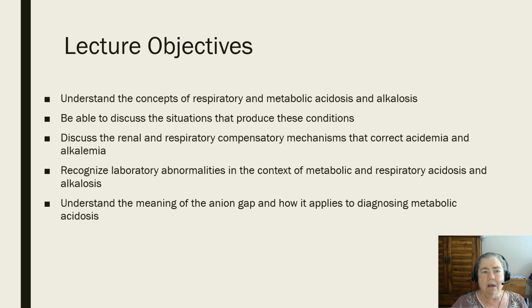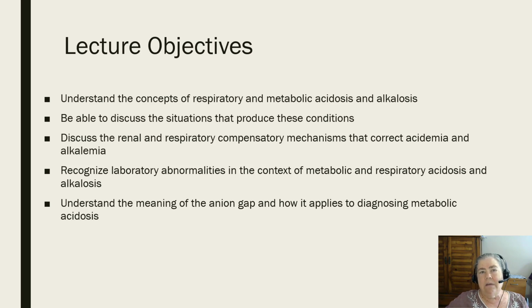So we're going to talk about respiratory and metabolic acidosis and alkalosis, when they happen, what are the situations that make them happen, and then the compensatory mechanisms. So when we have a condition of pH out of balance, the kidneys and the lungs work together to try to correct, to compensate. So that's an important set of mechanisms to understand.